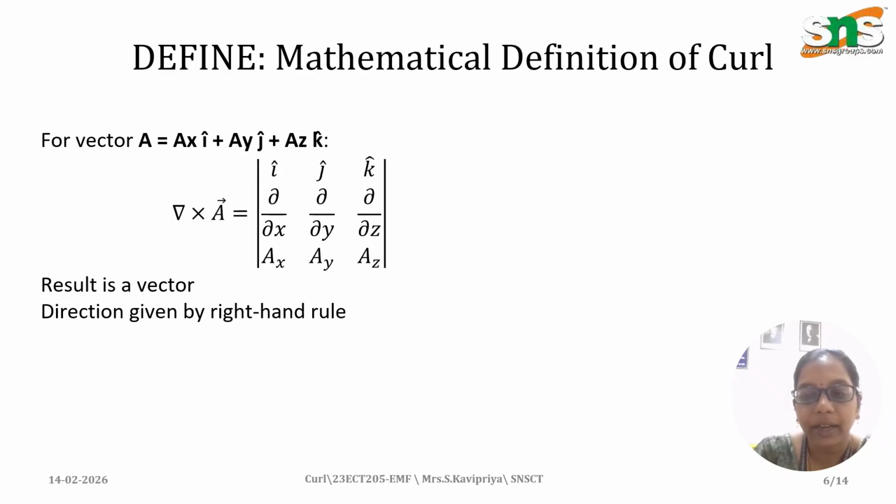And this is the mathematical definition of curl. Here the Cartesian coordinate system is being used. So del cross A is given in matrix form. In the first row we have the unit vectors i, j, k, the second row has the partial differentiations, and the third row has the magnitudes of the vector in the x, y and z coordinate system. So when we apply a curl to a vector, we get a vector as a result.